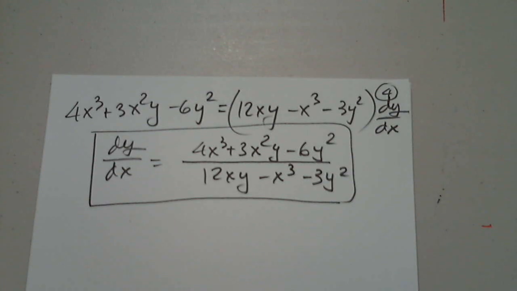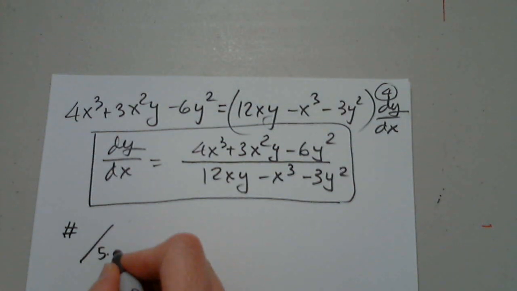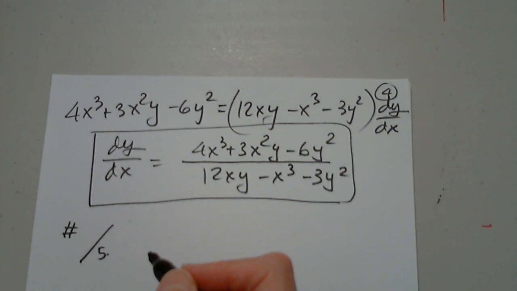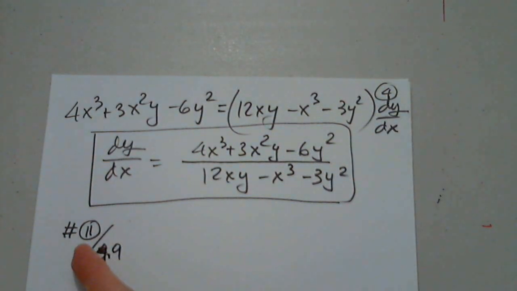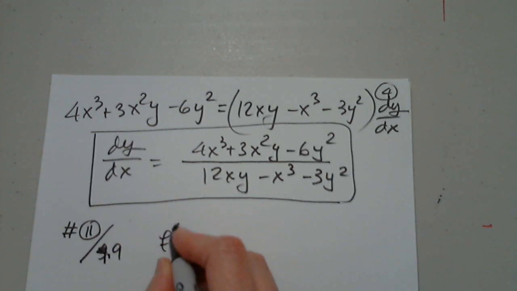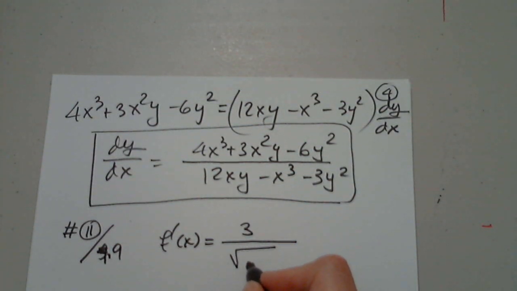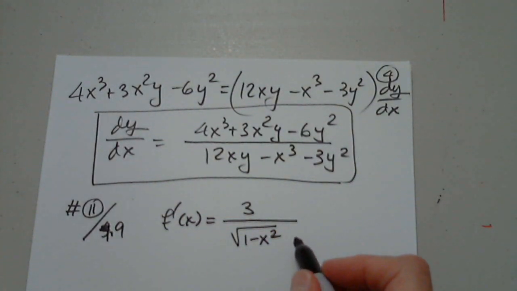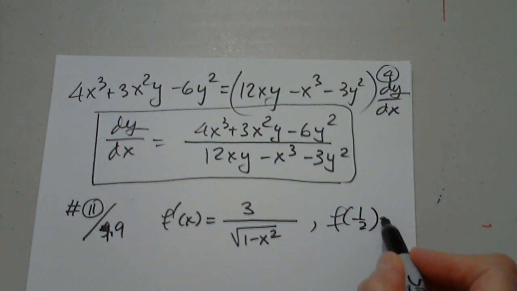It was out of anti-derivatives 4.9. Yes, it was question 11. It says find f prime x equals, in the numerator 3, in the denominator square root of 1 minus x squared, comma, like this is separate. It says f of 1/2 equals 9.